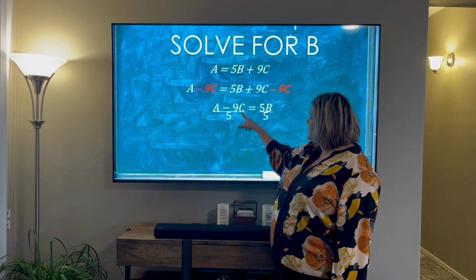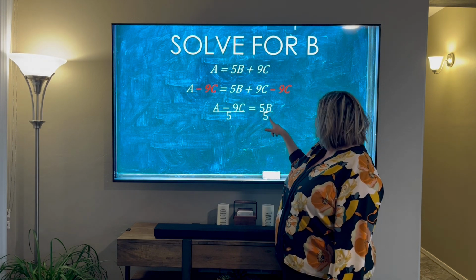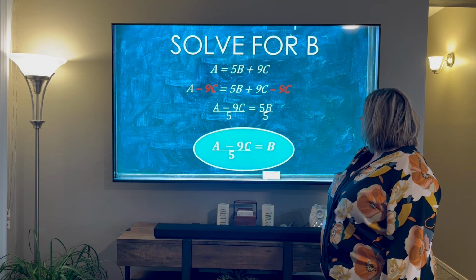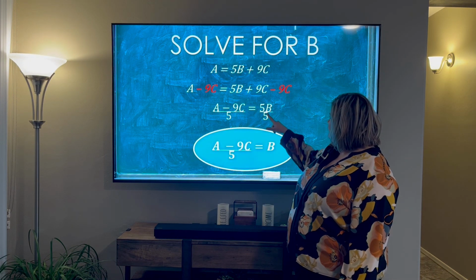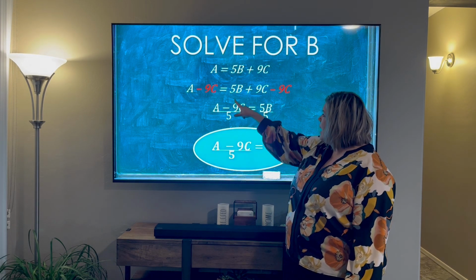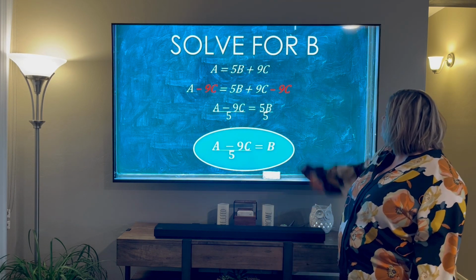A minus 9c divided by 5 is equal to 5b over 5. These, again, would cancel out. We are left with b, because these cancel out: b is equal to A minus 9c over 5. You have just solved for b.